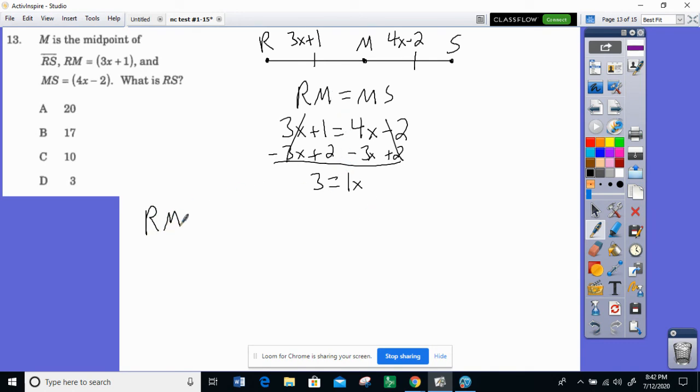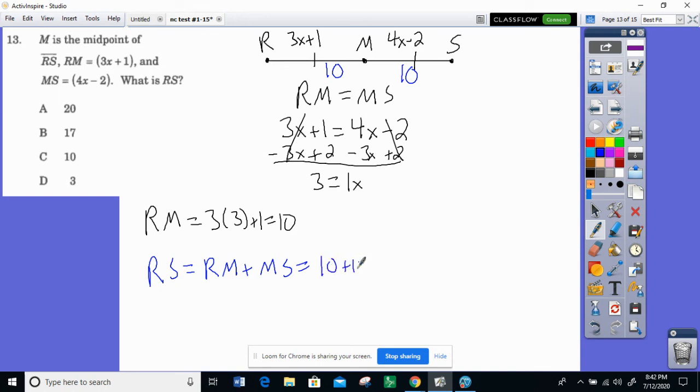So now we can get the length of segment RM. That's going to be 3 times, plug in the 3, plus 1 is 10. And from here, the easiest way to solve this problem is to say, well, if this is the midpoint, from R to M has to be the same as from M to S. That's actually true. And you can just double check that quickly. 4 times 3 is 12, minus 2 is 10. And now the length of segment RS, using the segment addition postulate, is the length of segment RM plus the length of segment MS. That's 10 plus 10, which is how we get a total length of 20.